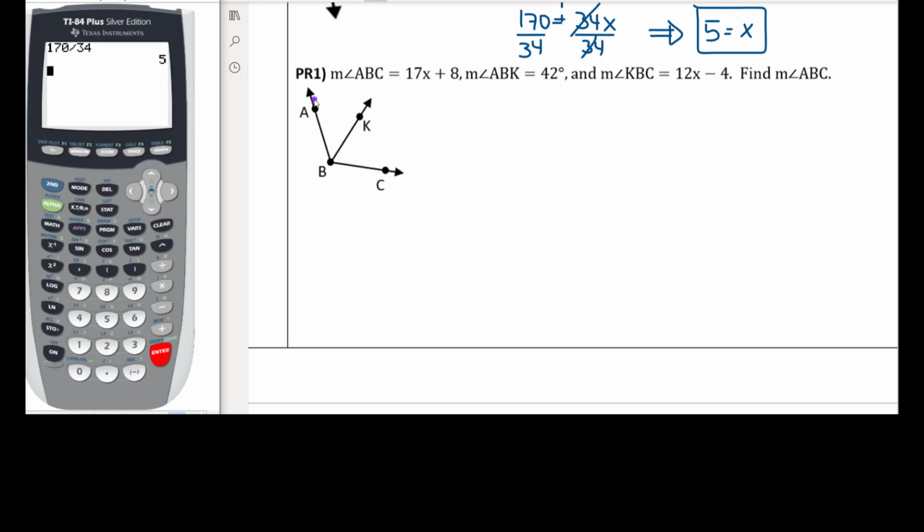In this problem, we're given the information that ABC is 17x plus 8. So let's write that information down. We also know that ABK is going to be 42. So let's write that information down. Let me put just little 2 lines right there. And this last angle here, which I'm going to put 3 lines, is 12x minus 4. Since there's not enough space there, I'm just going to draw an arrow here. And I'm going to write 12x minus 4.